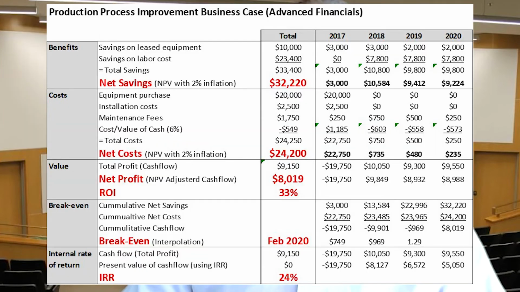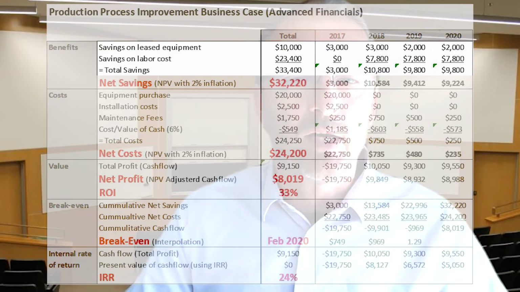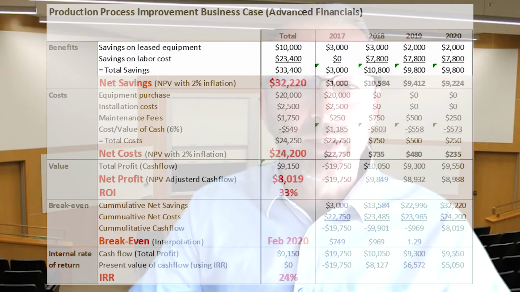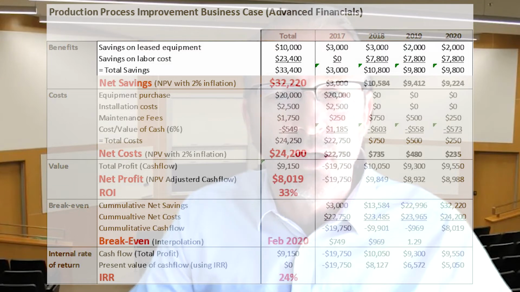Now, what you see here is their business case. So in terms of estimating the benefits of changing to a new machine, they're looking at savings on the leased equipment, that is savings on the equipment they're using right now. We can see here that in 2017, the savings would be $3,000. That is equal to the lease payments, including everything. It's the same thing for 2018, and then the leasing cost decreases in 2019 and 2020.